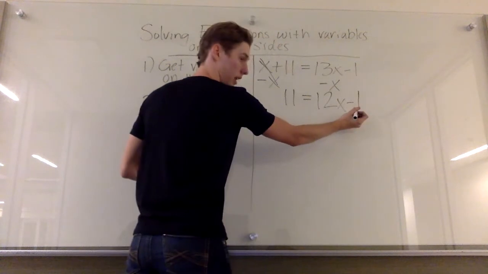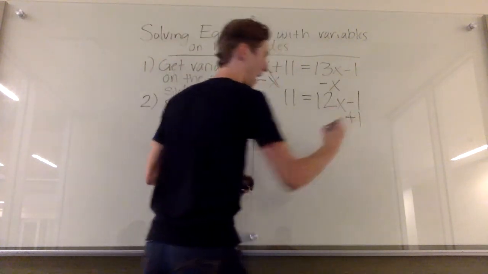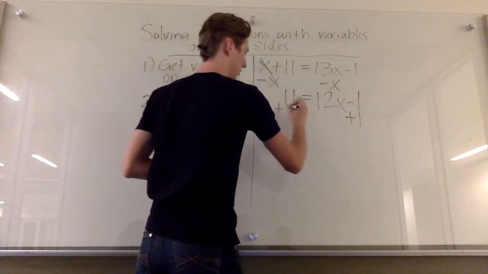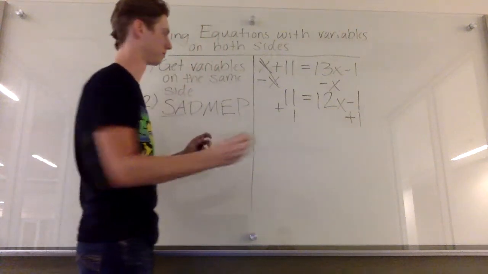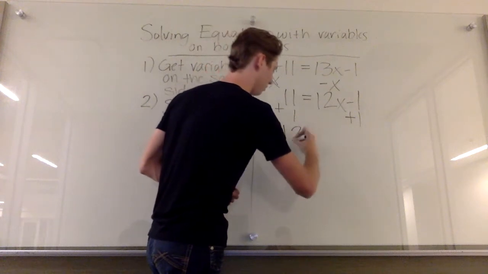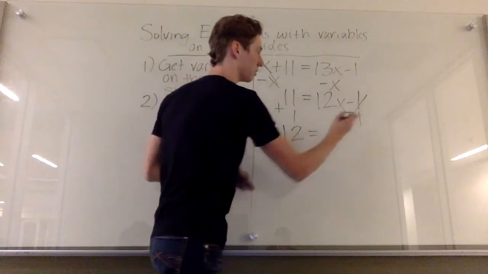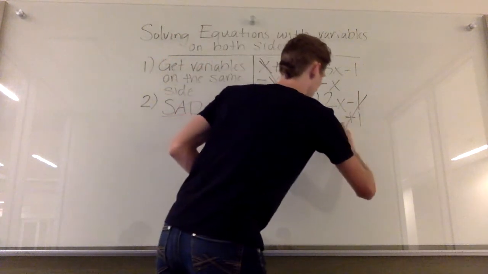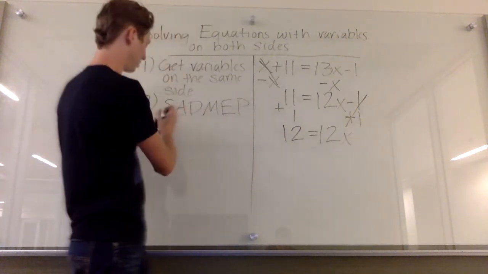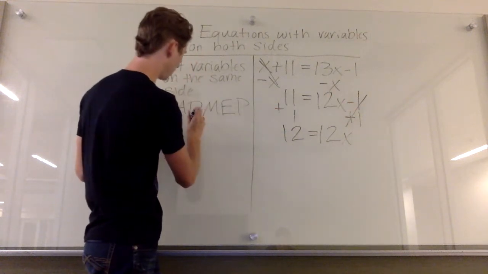In order to get rid of the negative 1, we have to do the opposite operation, which is to add 1. And if we do something on one side, we have to do it to the other. Add 1. The left side's really simple: 11 plus 1 is going to give us 12. Don't forget our equal sign. These two are going to cancel, leaving 12x. Now we've got subtraction and addition all taken care of, so we move on.